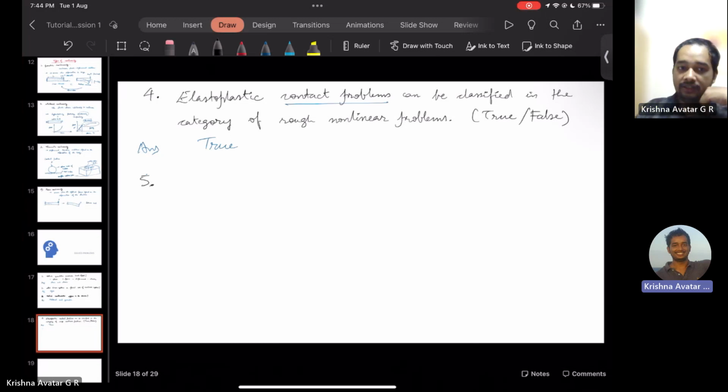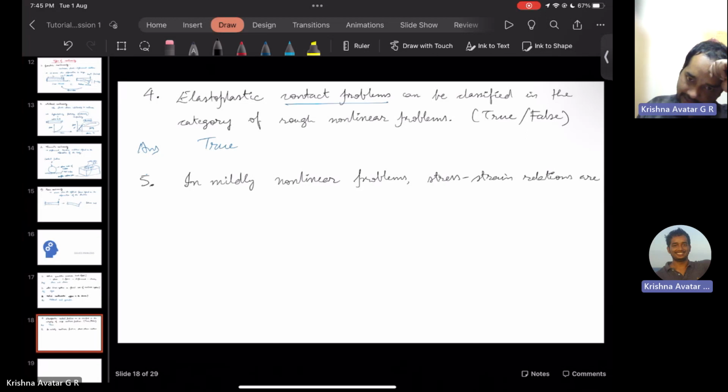Now let's go to the fifth question. The statement says that in mildly nonlinear problems, stress strain relations are history dependent. The options are true or false.